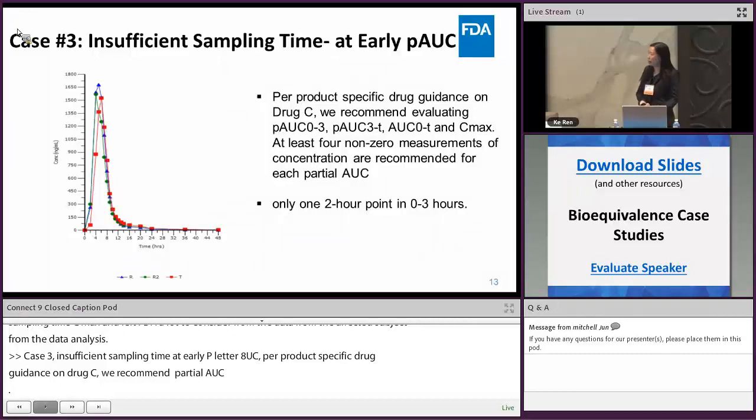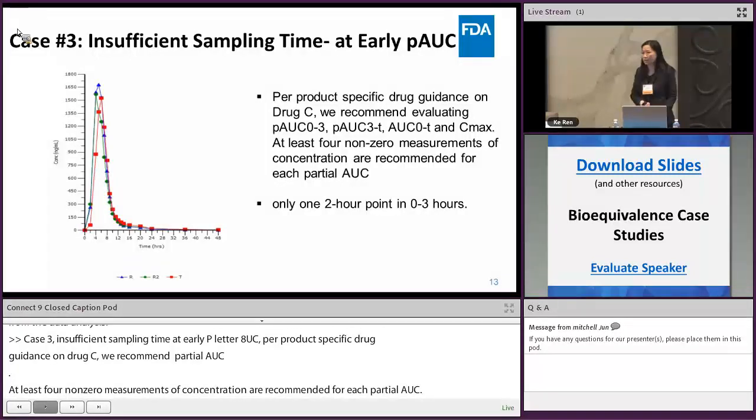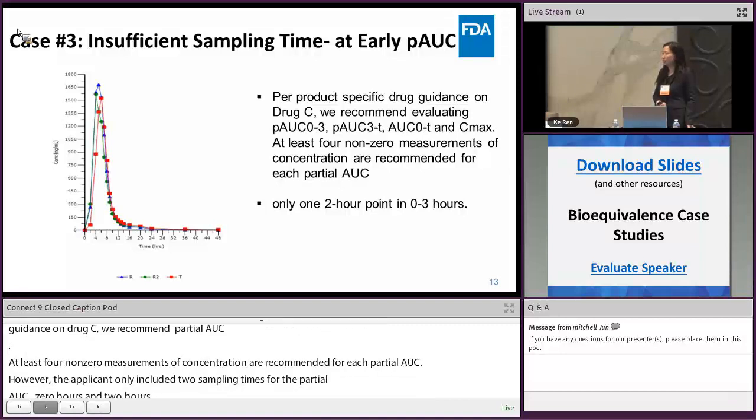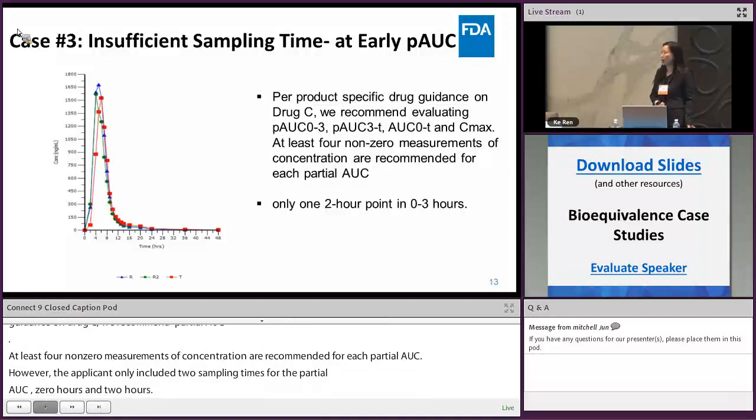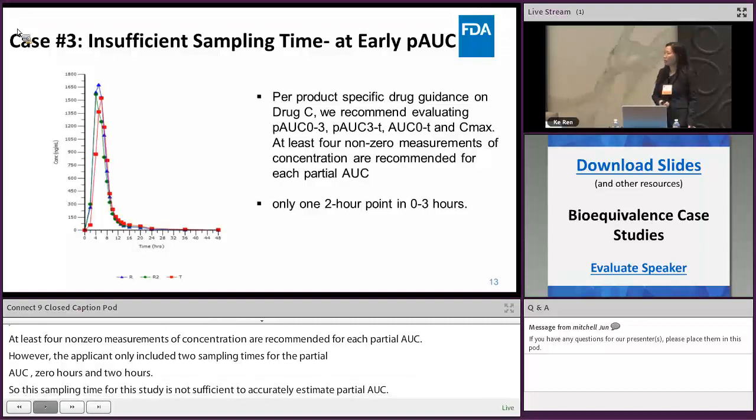However, the applicant only included 2 sampling times for the partial AUC 0 to 3, which is 0 hour and 2 hours. So the sampling times for this study are not sufficient to accurately estimate partial AUC. The applicant was asked to repeat the study with an adequate number of blood samples in order to reliably estimate partial AUC.